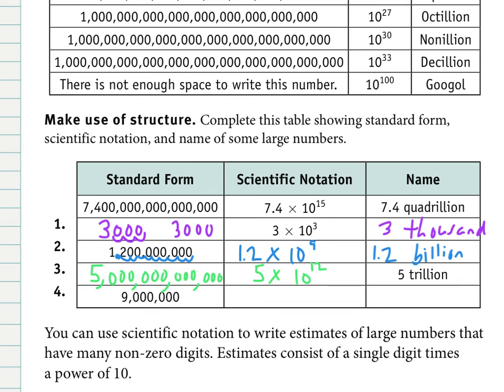All right, then the next one, standard form, 9 with 6 zeros, that is 9 million. And if we think about the decimal, if it was 9 and we moved the decimal 1, 2, 3, 4, 5, 6 times, right, it would end up being 9 times 10 to the 6th power.